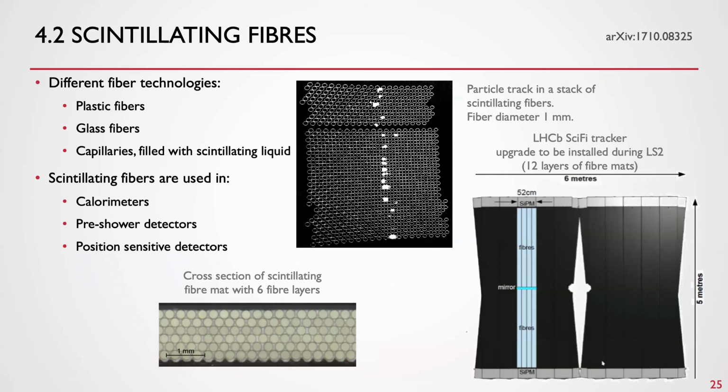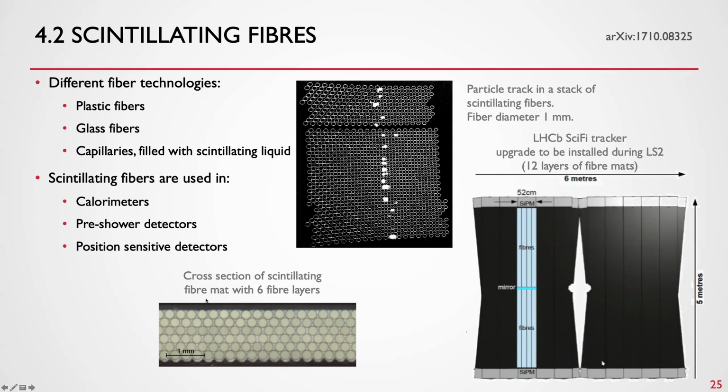Next concept, scintillating fibers. There are different fiber technologies based on the scintillators that we just discussed: plastic fibers, glass fibers, and capillaries filled with scintillating liquid. Scintillating fibers can be used in calorimeters, in pre-shower detectors, detectors that force an interaction for electromagnetic photons, and position sensitive detectors.